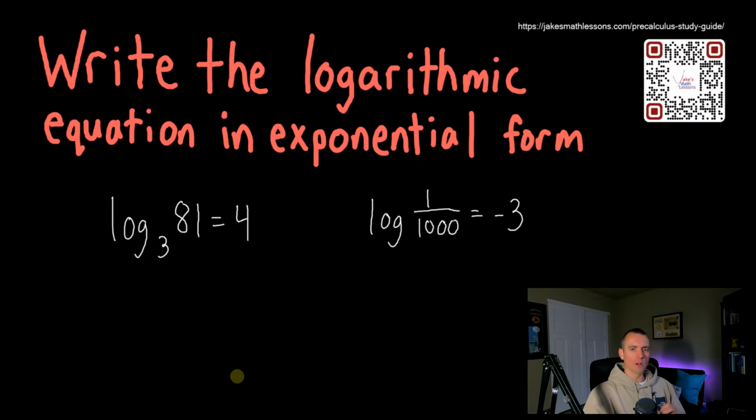Today we're going to be talking about how to convert between logarithmic equations and exponential equations. Basically, logs and exponential functions are inverses of each other, which means if you have an equation like these, for example, log base 3 of 81 equals 4, or log of 1 over 1000 equals negative 3, you can convert between a logarithmic equation like these and an exponential form. So we're going to be going over how to do that.